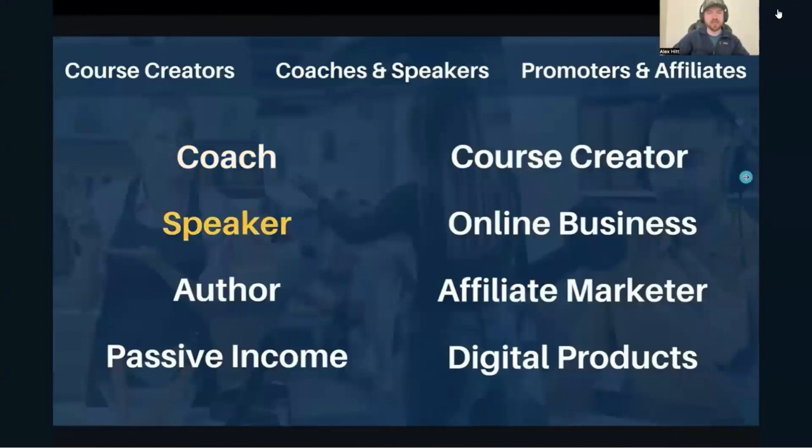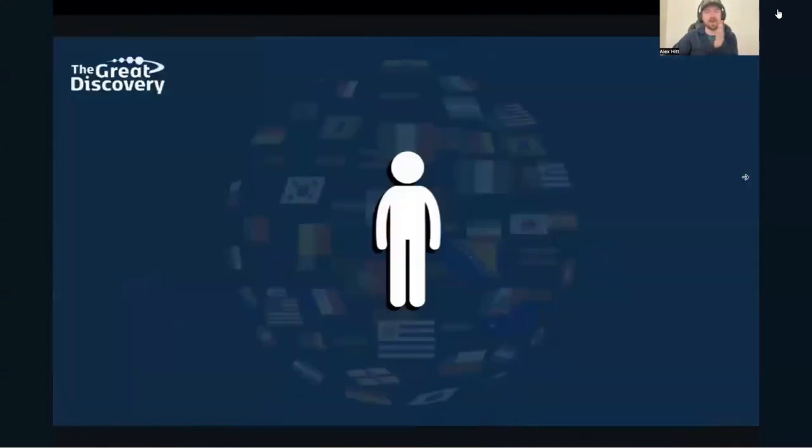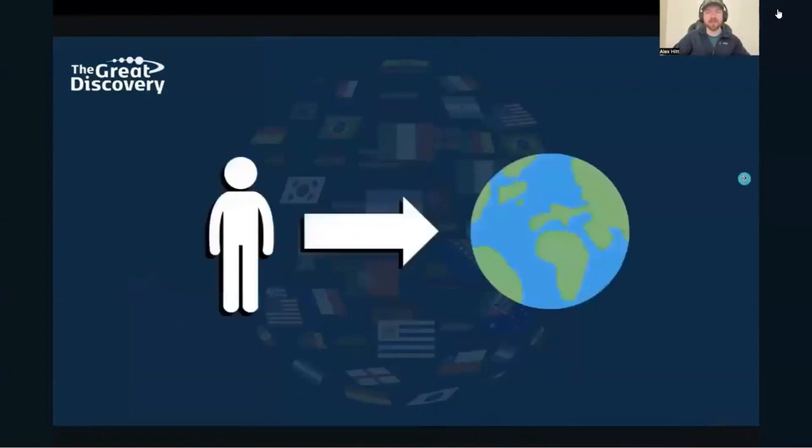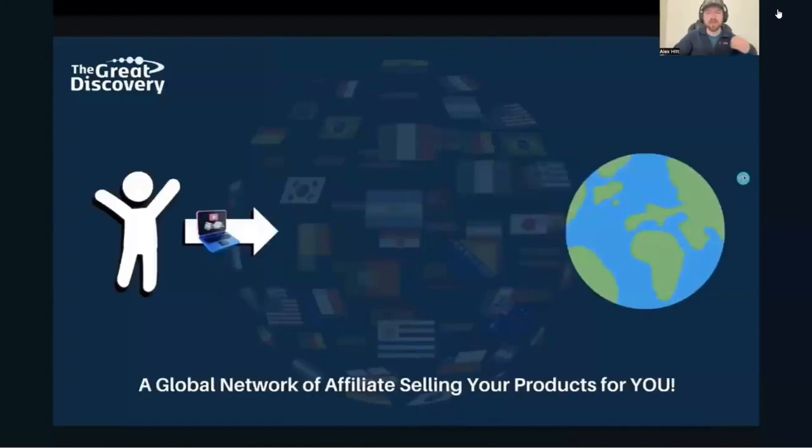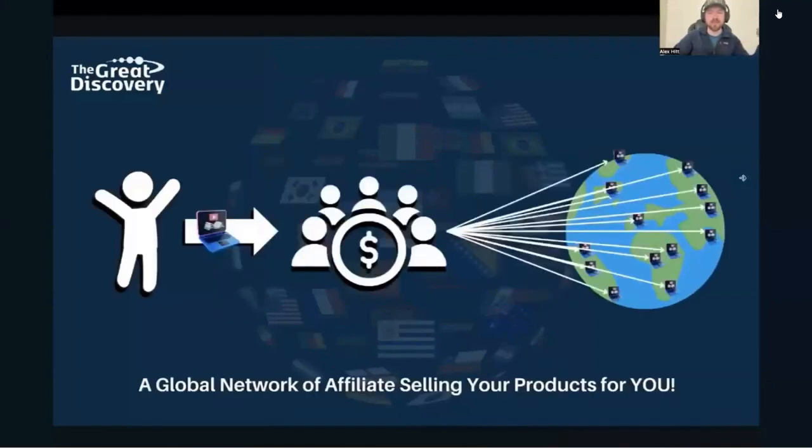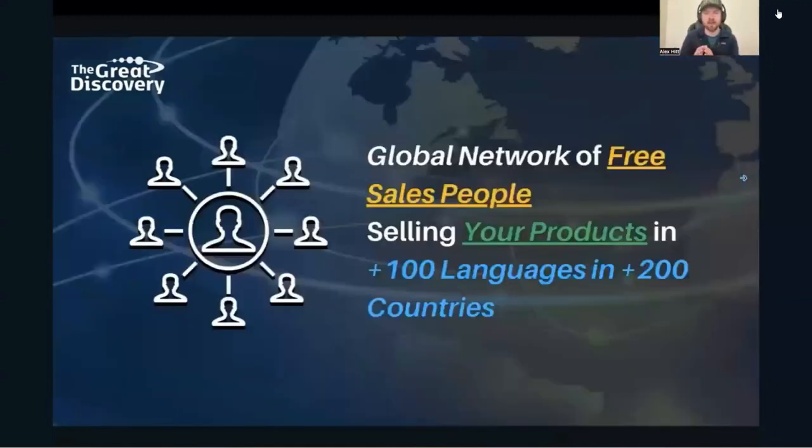So if you're a coach, a speaker, an author, want to create passive income online, a course creator, run an online business, if you're an affiliate marketer, you sell digital products, this is going to be a great platform for you. And with most businesses, you have to go out there and sell to the world by yourself. Now you can hire people or pay people, but it's really up to you. With the Great Discovery, you actually get to leverage a global network of free salespeople to sell your products for you. And so one aspect of the Great Discovery is you get a global network of free salespeople selling your products in 100+ languages in 200+ countries.